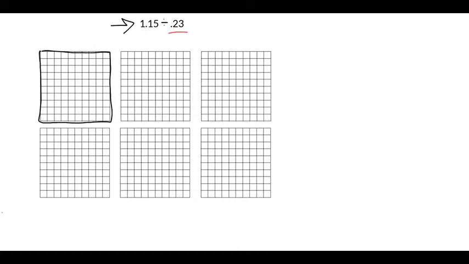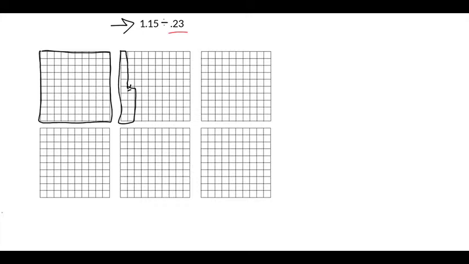1 and 15 hundredths. So I know that each of these represents tenths, so there's 1 whole, 1 tenth and 5 hundredths. So let's see if I can do this smoothly here. 1, 2, 3, 4, 5. I think I can. Okay, so I have my 1 and 15 hundredths, because each square represents a hundredth. All right, so we're going to divide into groups, and each group is going to have 23 hundredths in it.